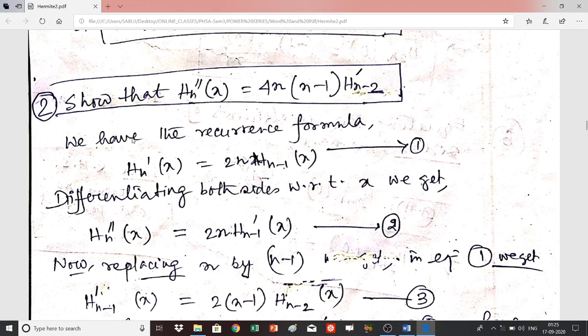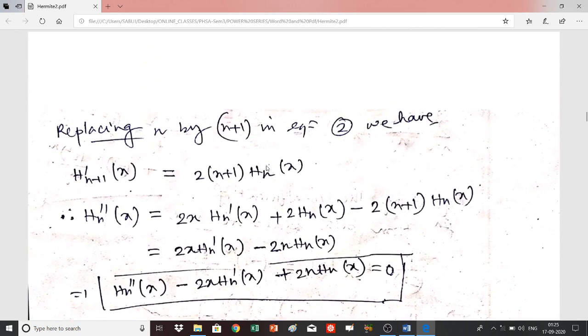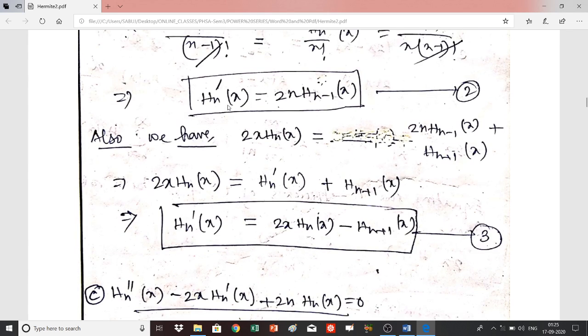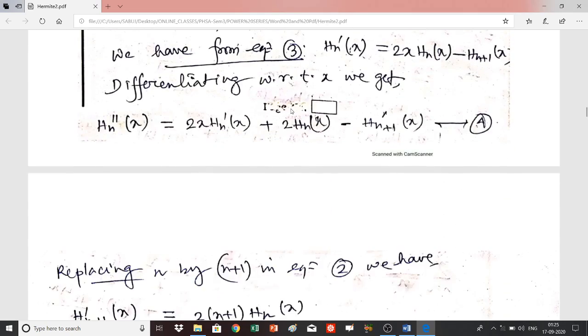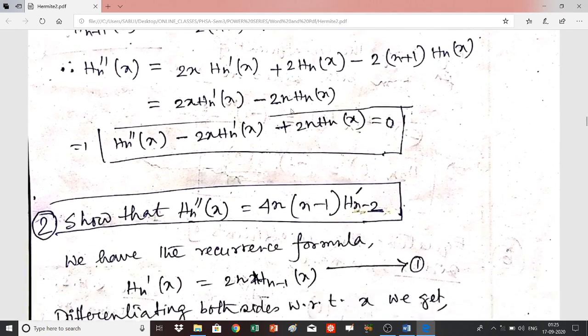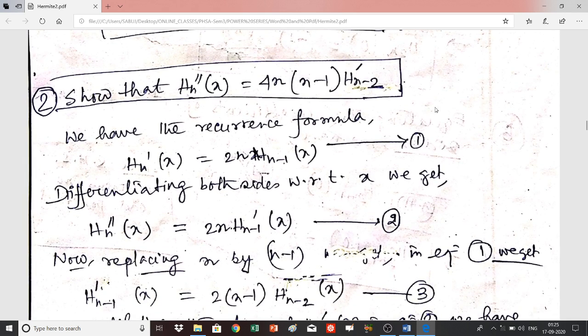Okay, so we have the recurrence formula. As we have obtained previously, h_n prime x is equal to 2n h_{n-1} x. I am recalling this relation, that is h_n prime x is equal to 2n h_{n-1} x. I have written this as equation 1.